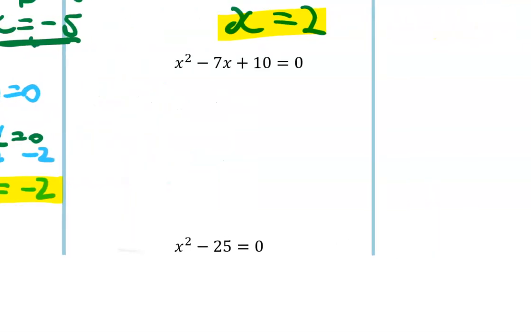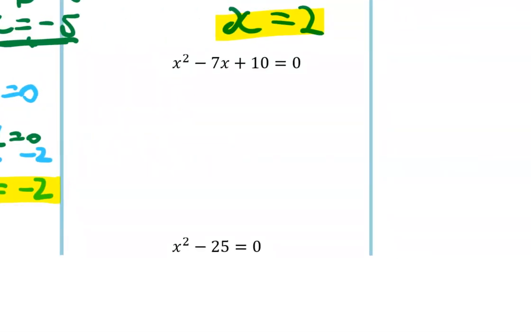Okay, factorising. X squared minus 7x plus 10 equals 0. So I want two numbers that times to make 10 and add to make minus 7. All right, what times to make 10? Well, we've got 2 and 5, and we've got 1 and 10. Now, given that this is a positive 10 and this is a negative, the numbers have to add to make a negative number.